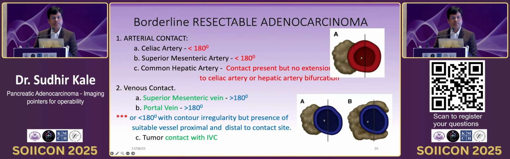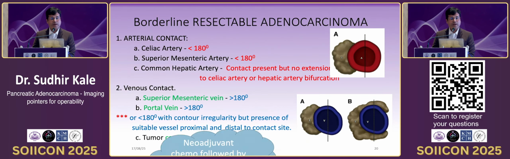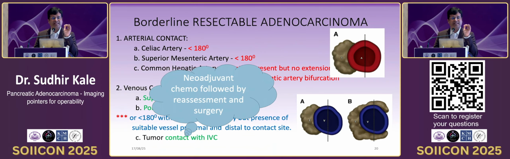Now let's move on to the borderline resectable. Where the celiac axis or SMA contact is less than 180 degrees, right? And the venous contact more than 180 degrees, and the portal vein, you can see here, whenever the venous contact is more than 180 degrees, or less than 180 degrees with contour abnormality, is also fine. Or sometimes there may be a tumor contact with IVC. That is also okay. Still we can consider this as borderline. So why do we look into it? Because for these borderline resectable adenocarcinomas, you are going to give neoadjuvant chemo followed by reassessment and surgery.